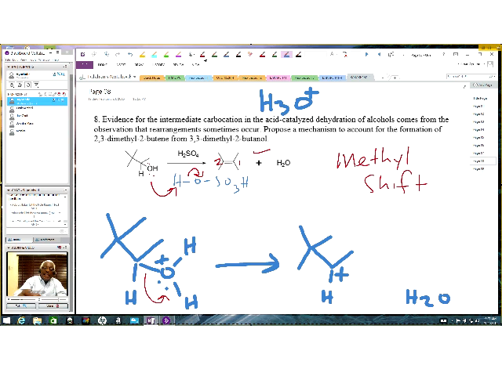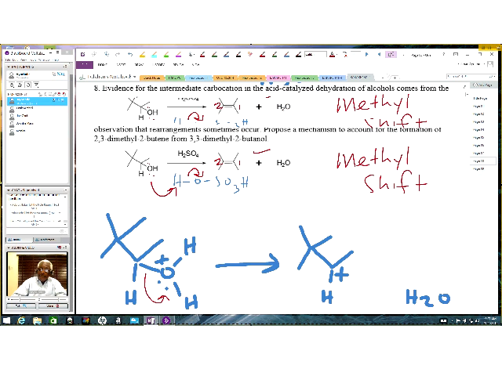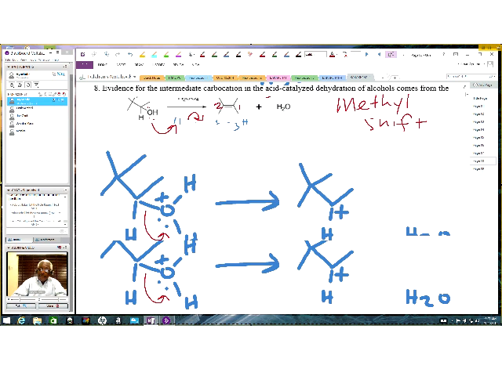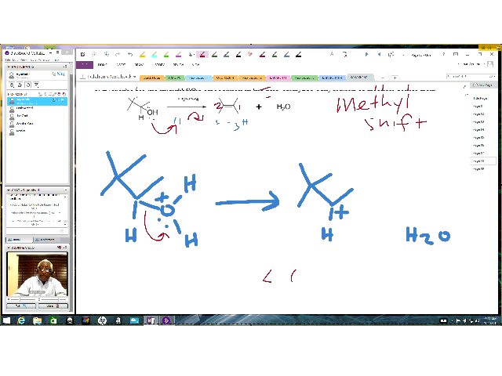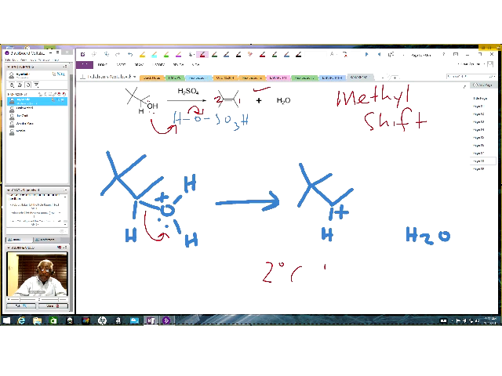Plus water, of course. Now, see what has happened here. This intermediate carbocation, this here, is a secondary carbocation. And a secondary carbocation will rearrange to a more stable carbocation. In this case, we have a possibility of a methyl shift so that we can now form a tertiary carbocation. So we are going to get what I call a methyl shift. So this will shift to here. And that is your methyl shift right here.